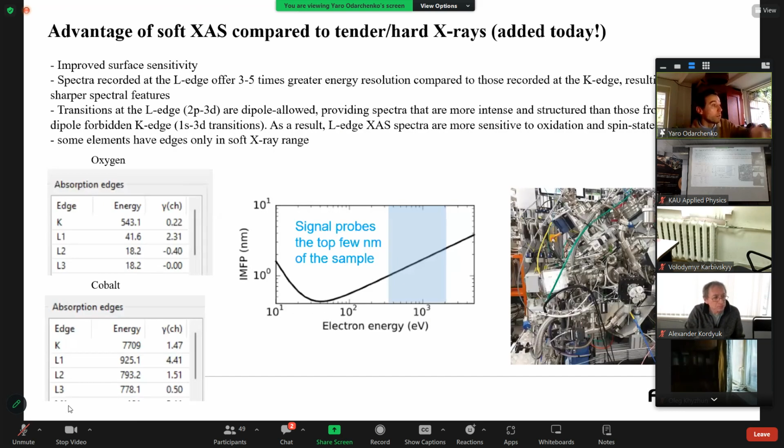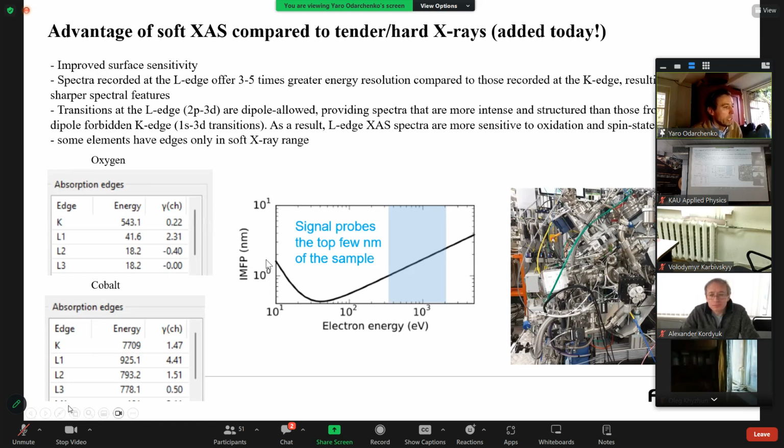And essentially, I was looking today at the nice talks today, and I questioned myself why there were not many. I mean, people were talking about using tender X-rays or hard X-ray spectroscopy, but I'm here talking about soft X-rays, and some of the attendees of this meeting could question themselves, what is the difference? Why is somebody using this or that? So I decided to put here the points about what the advantage of using soft X-rays is compared to tender and hard. And I can say that it is basically improved surface sensitivity.